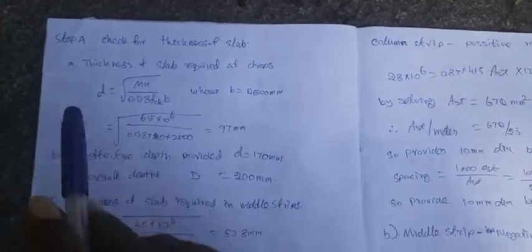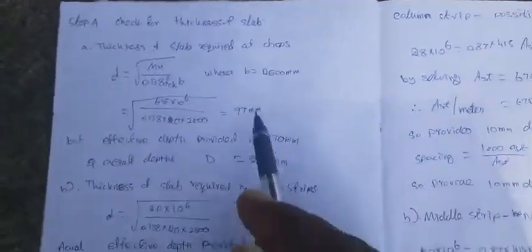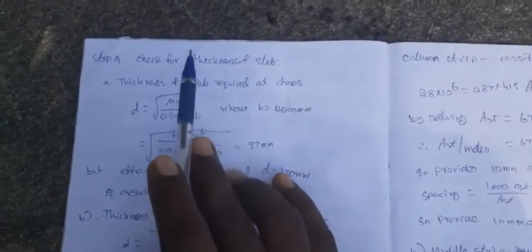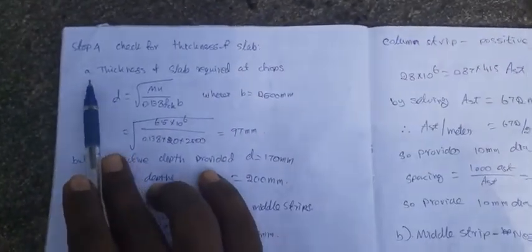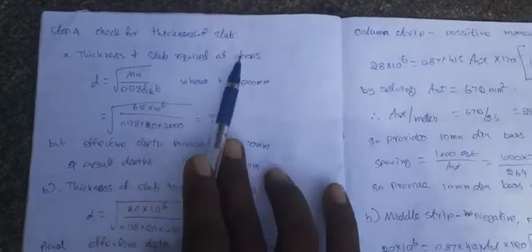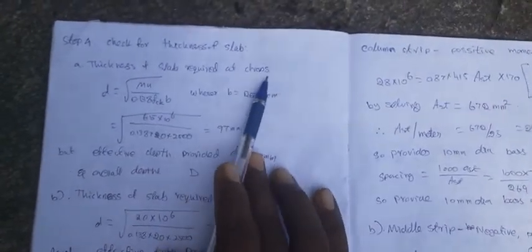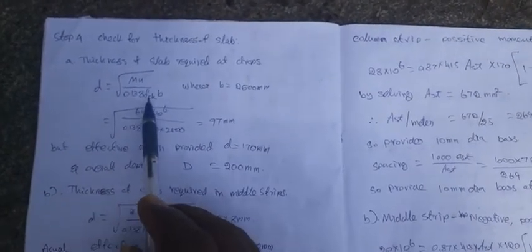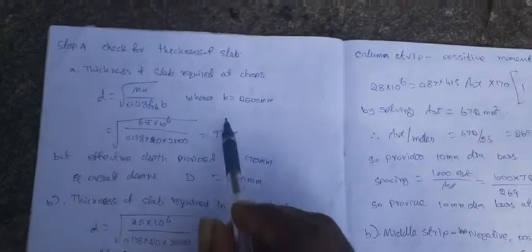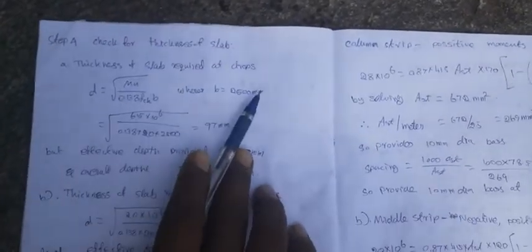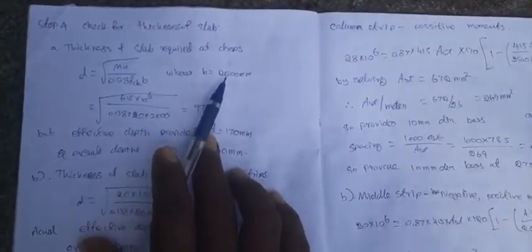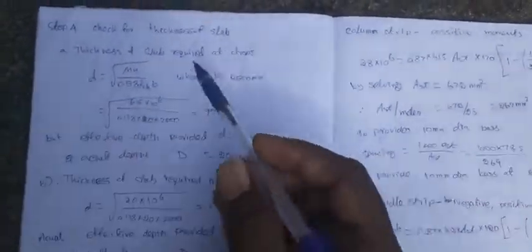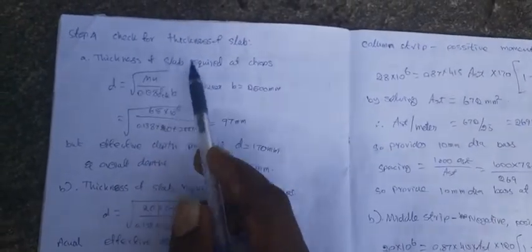Here step number 4, checking the thickness of the slab. We already found the moment. From the moment calculation we have to check the thickness. First, the thickness of slab required at drops. At the portion of the drops, the thickness d is Mu divided by 0.138 fck b, the well known formula. So b value is 2.5 meter, which is the width of the column strip, otherwise the width of the drops. So place that value.